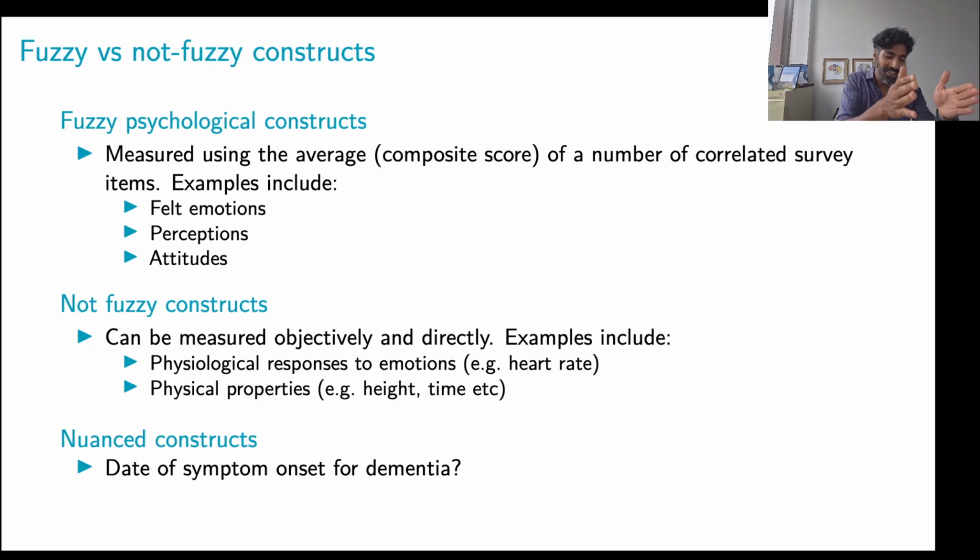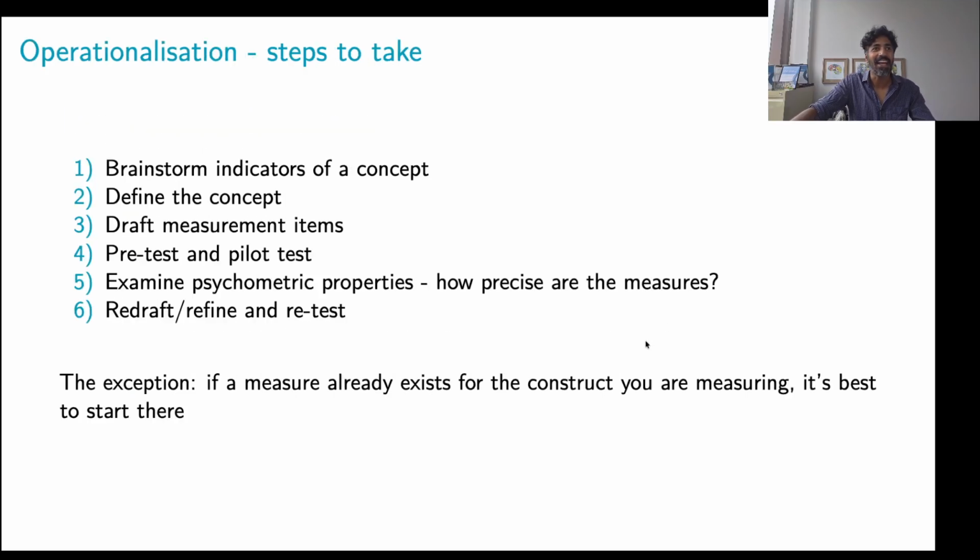So you can think of that as the scale of fuzzy, self-reported, or perceptions of attitudes, felt emotions, then non-fuzzy, which is directly measuring objective constructs, and then this nuanced middle ground of mid fuzzy. I didn't think that sounds so good. So I think nuanced construct is a better term.